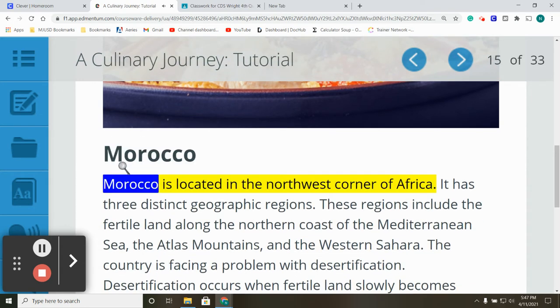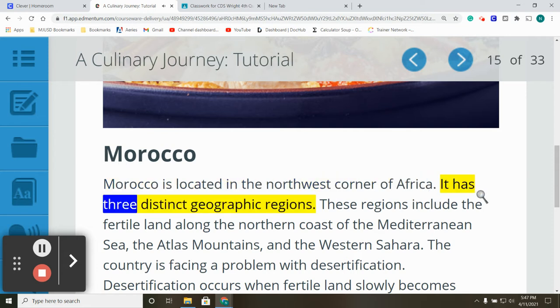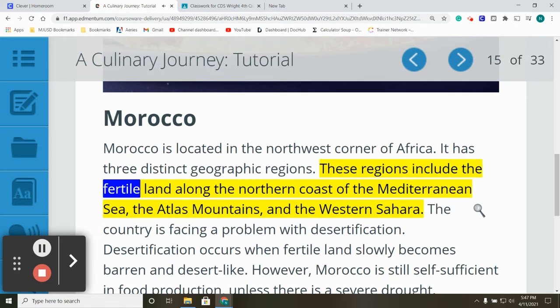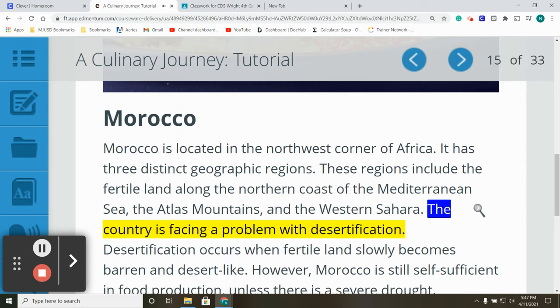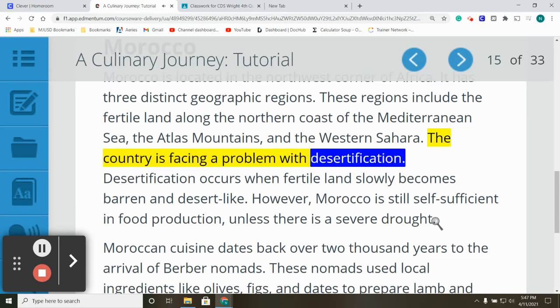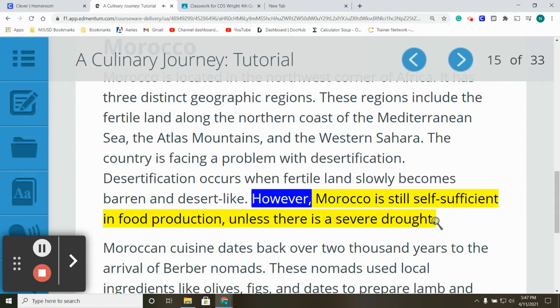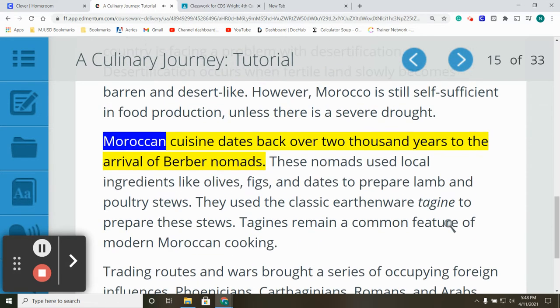Morocco. Morocco is located in the northwest corner of Africa. It has 3 distinct geographic regions. These regions include the fertile land along the northern coast of the Mediterranean Sea, the Atlas Mountains, and the Western Sahara. The country is facing a problem with desertification. Desertification occurs when fertile land slowly becomes barren and desert-like. However, Morocco is still self-sufficient in food production, unless there is a severe drought.